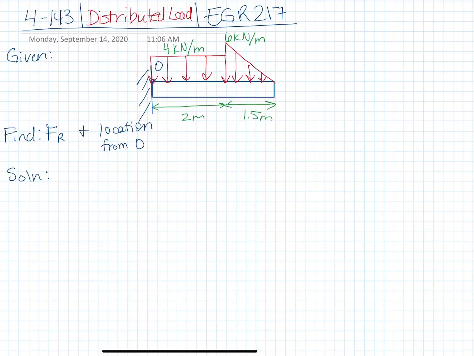So this is a problem using distributed load. They want us to replace the loading by an equivalent resultant force and specify its location measured from point O. So the point O is on the left top of the beam. What we need to do is figure out what the resultant force is and how far away it is.